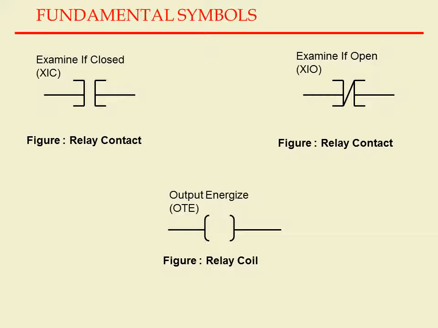Then some fundamental symbols are shown here. The first is examine if closed, that is XIC. Second is examine if open, that is XIO. Then third is the output device, that is output energize, OTE. So the first two, XIC and XIO, are the relay contacts, and the third one, output energize, is the relay coil.